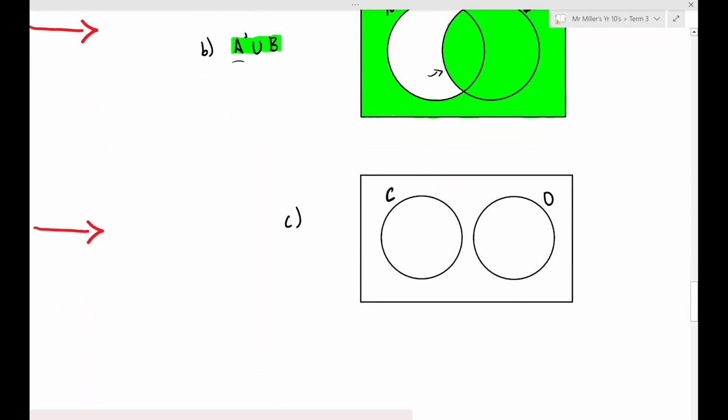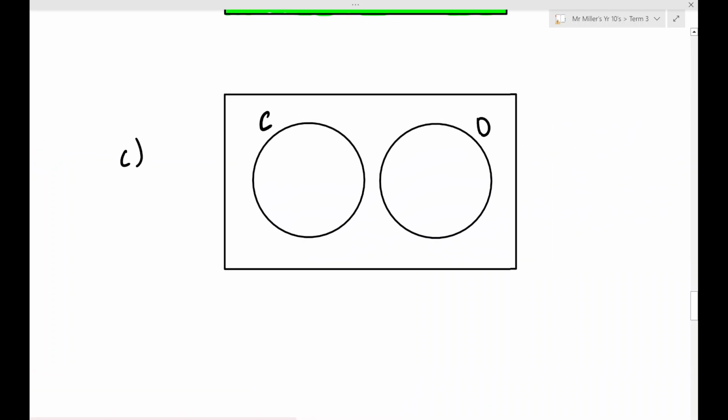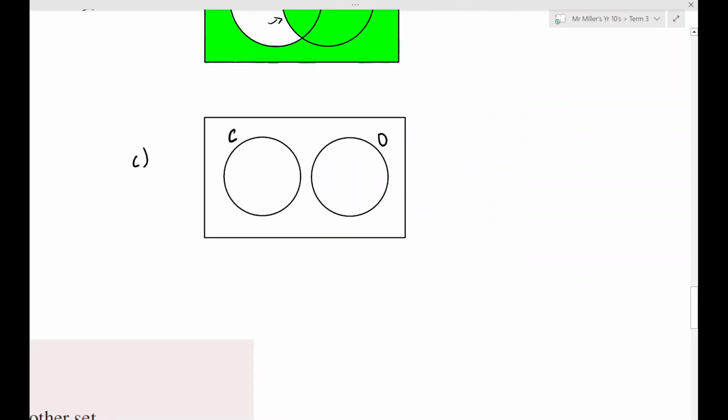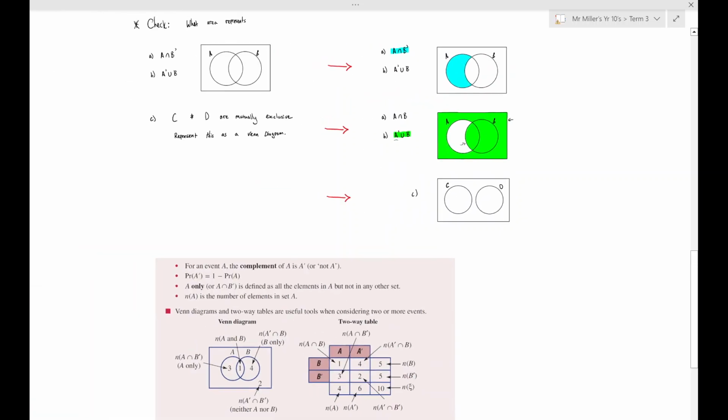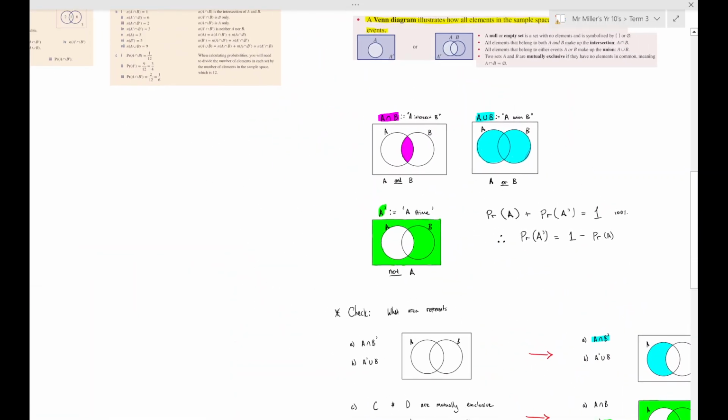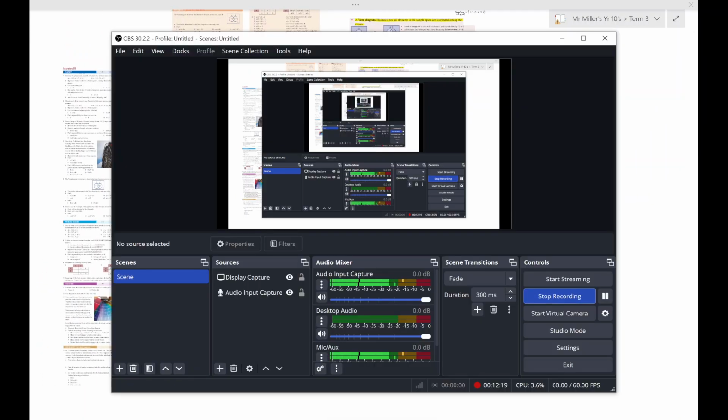Finally, if two events were mutually exclusive, there would be no intersection at all. There's no overlap between these sets. Okay, I think that about covers it. Yeah, that'll do it.